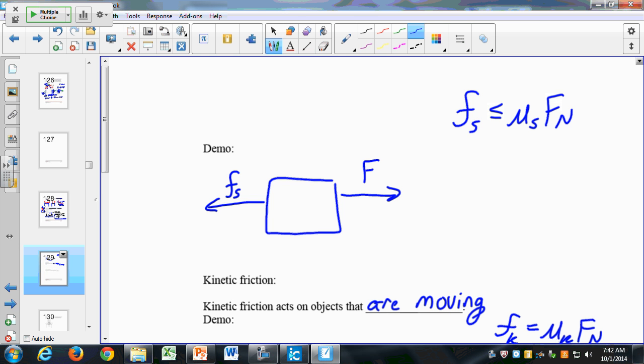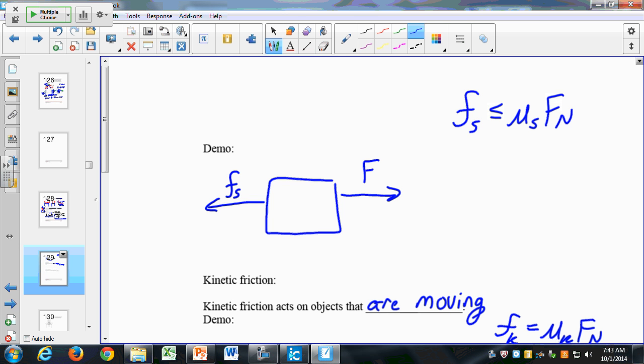So if you imagine that this is the object that I'm pushing, so I'm applying a force in this direction, that means that the static frictional force is in the opposite direction. Right? If I push in this direction, there's a static frictional force that's opposing that tendency to motion. Now, if I push on this with a force of, say, 5 newtons, what is the static frictional force? It has to be 5.